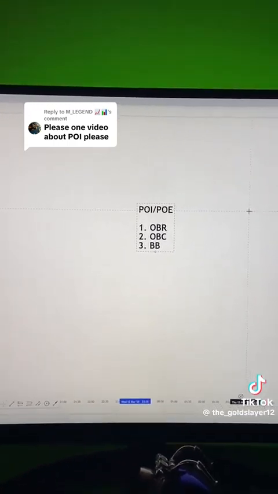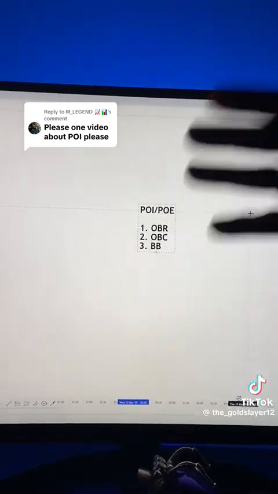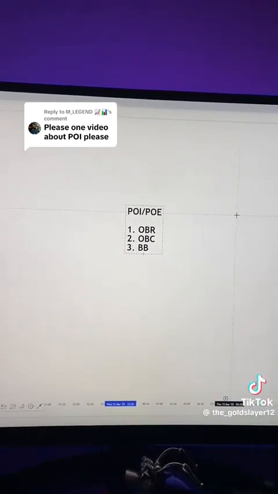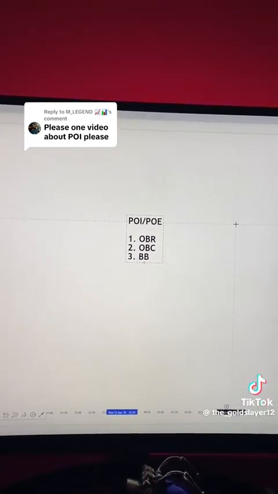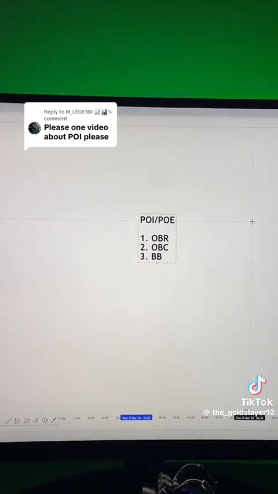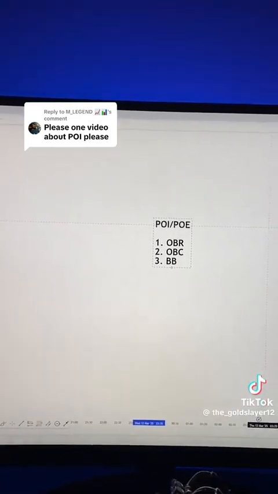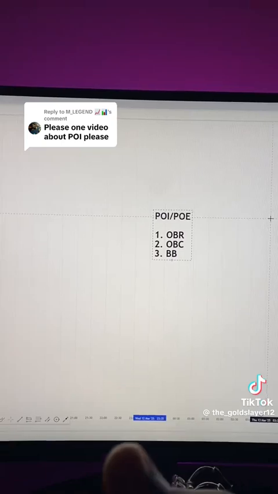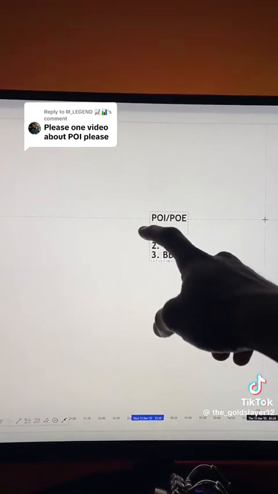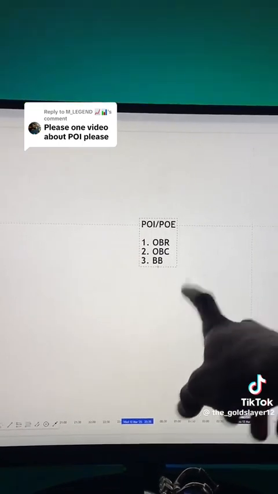So I have three main POEs I use, which is what? The OBR, which is the order block reversal entry model, the OBC, which is the order block continuation entry model, and then what? The BB, which is the breaker block entry model. Do you understand? So I'm going to take them one by one for each video. I don't want the video to be too long, so I'll take them one by one for each video. So we'll take the OBR today. The next time we're going to take the OBC, and then we go to the breaker block.